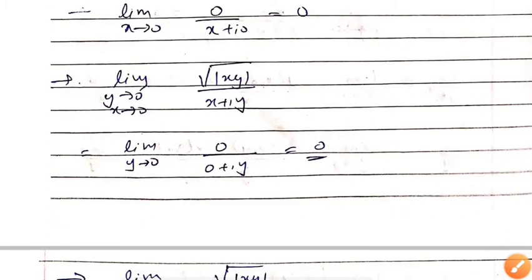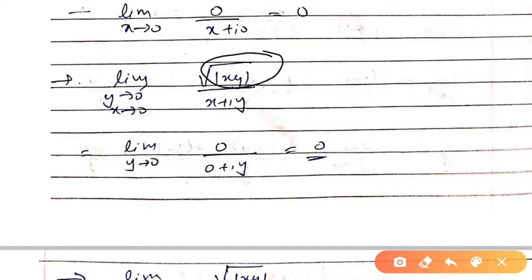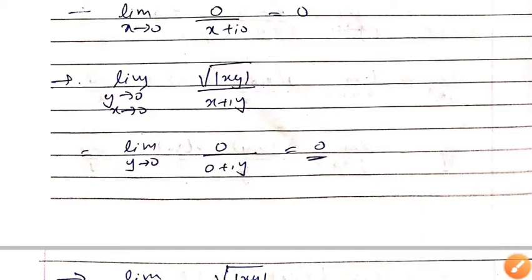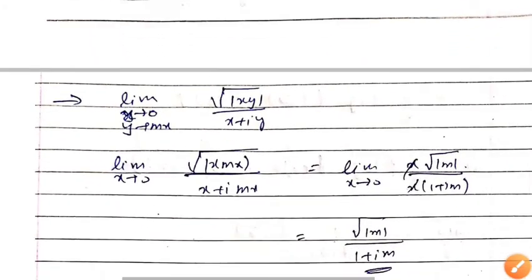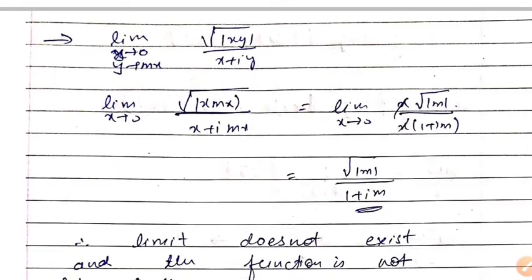Now step 2. In step 2, limit y tends to 0 and x tends to 0. So first if I put x equal to 0, whole portion will become 0 and in the denominator only iy will be left. Okay, so numerator is 0, therefore your limit will be 0. Now again step 1 is equal to step 2, so now we will move towards step 3. So what is our step 3? Our step 3 is limit x tends to 0, y tends to mx.